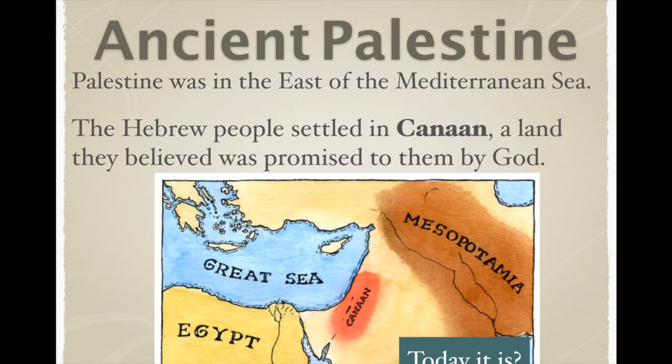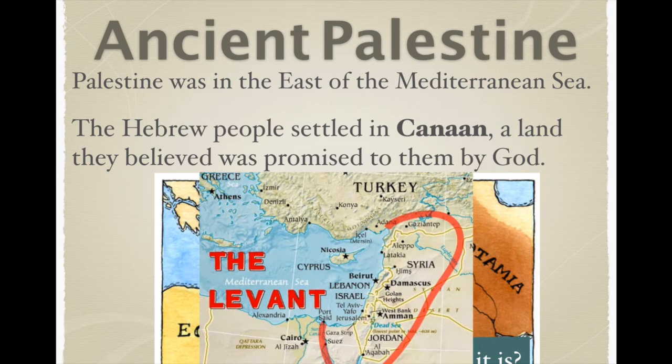It's a map of it, and it's roughly what would be modern day, maybe you've guessed it already, modern day Israel, as well as parts of Syria and Jordan.